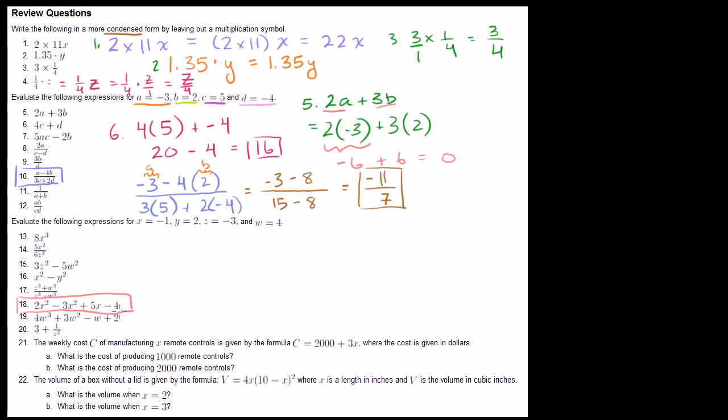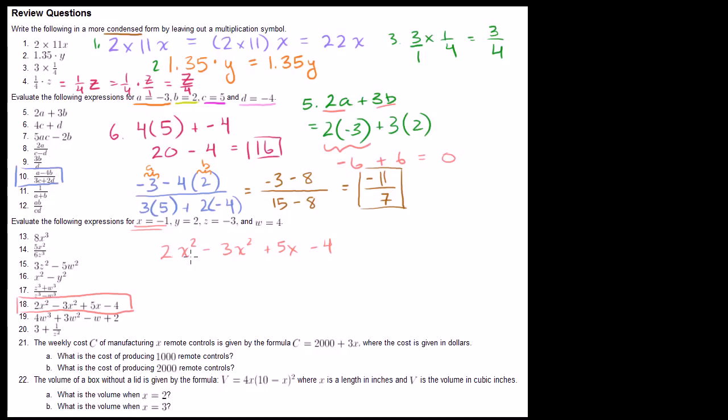Okay, well, this wasn't that hard. All of them are dealing with x. But what we could do here, let me write this down. 2x squared minus 3x squared plus 5x minus 4. And they tell us that x is equal to negative 1. One thing we could do is simplify this before we even substitute for negative 1.